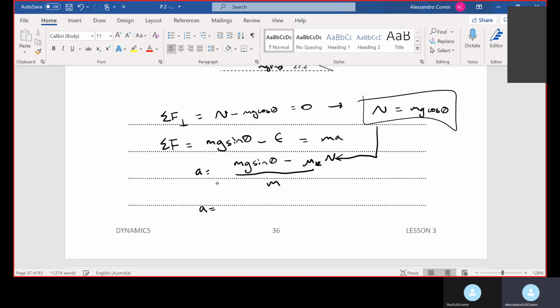So we're going to sub that into this equation. We're going to have a is equal to mg sin theta minus mu k mg cos theta on m. All the m's are going to cancel. So I'm just left with the acceleration down the slope is equal to g sin theta minus mu k g cos theta.